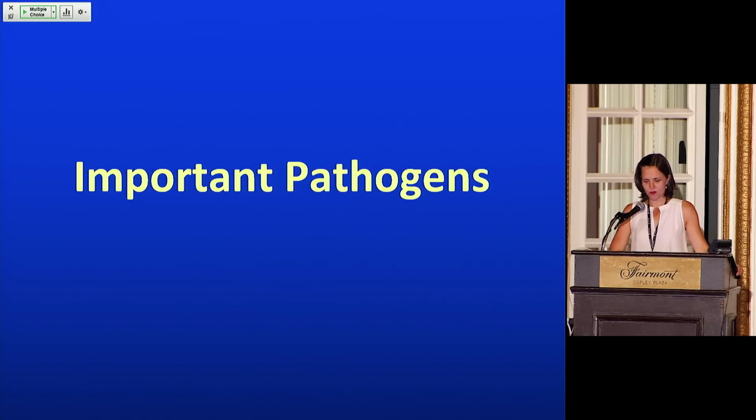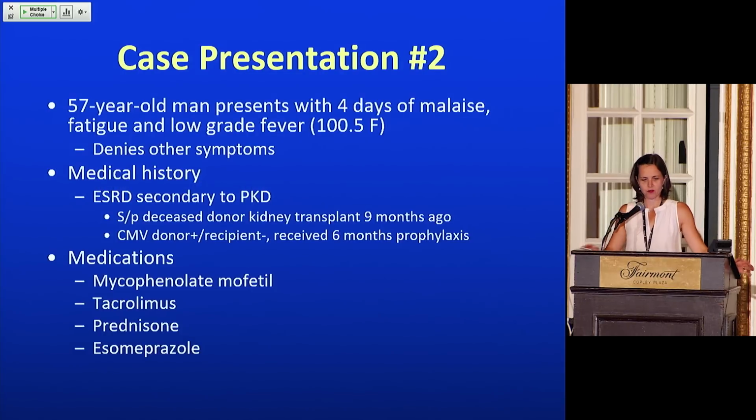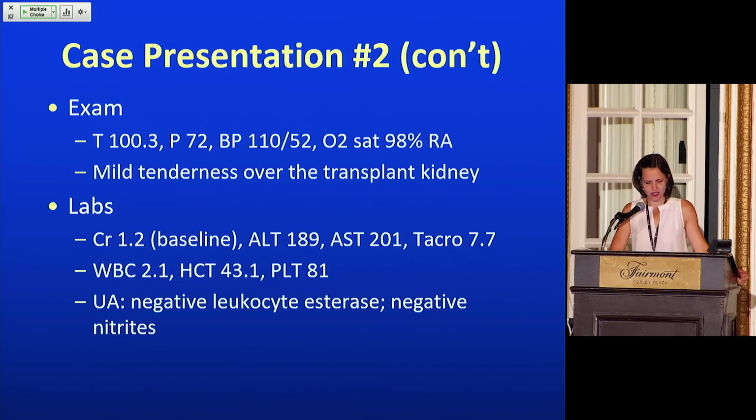All right, so let's move on and talk about important pathogens. And we're going to start with a case. This is a 57-year-old man with 4 days of malaise, fatigue, and low-grade fever. His medical history is end-stage renal disease due to polycystic disease. He had a deceased donor renal transplant 9 months ago. He's CMV D+, R-, and he got 6 months of prophylaxis. Those are his medications now.